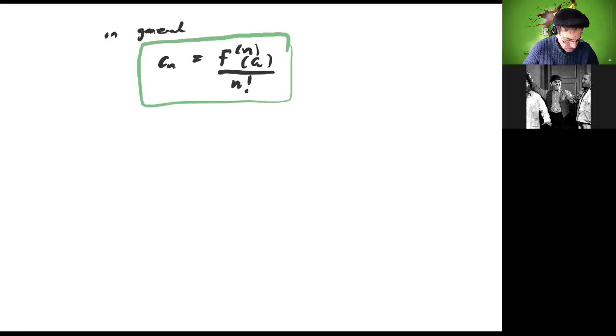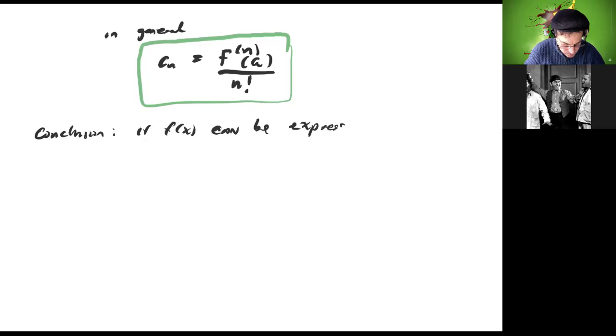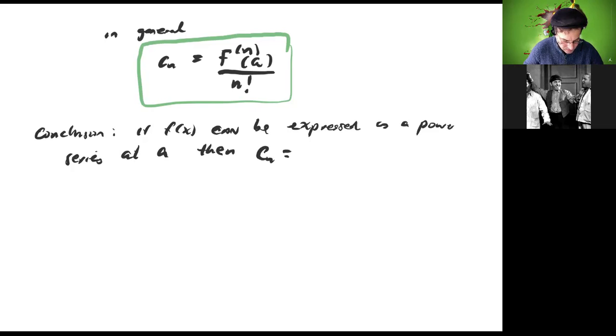So the conclusion, let me make the conclusion so far. If f of x can be expressed as a power series centered at a, then the coefficients c sub n are given by the nth derivative of the function evaluated at a divided by n factorial.